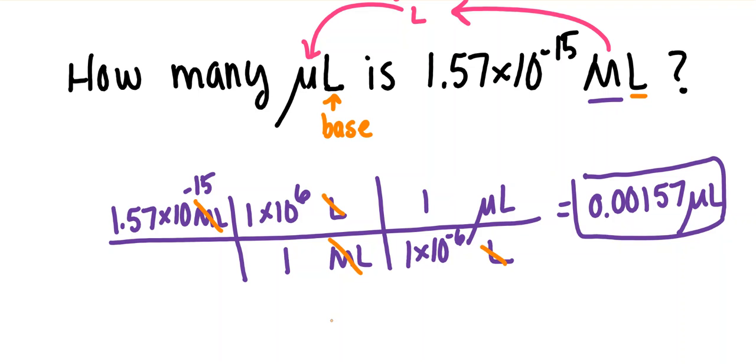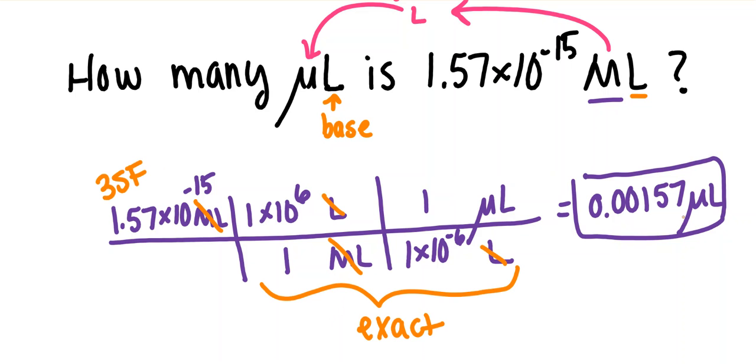Notice that the metric to base unit prefixes are exact. So I've got 3 sig figs here. That's why I have 3 there. Some people might like to change it over to scientific notation. And so if you wanted to write it like this, that would be fine as well.